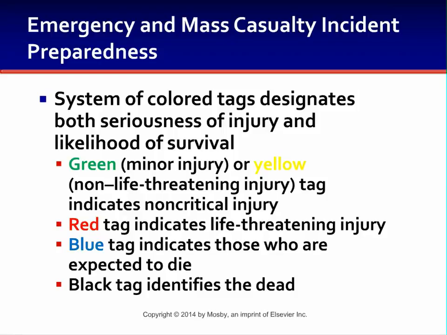Green is minor injury. Yellow, non-life-threatening injury, indicates a non-critical injury. A red tag indicates a life-threatening injury, and a blue tag indicates those who are expected to die. A black tag identifies the people already dead.